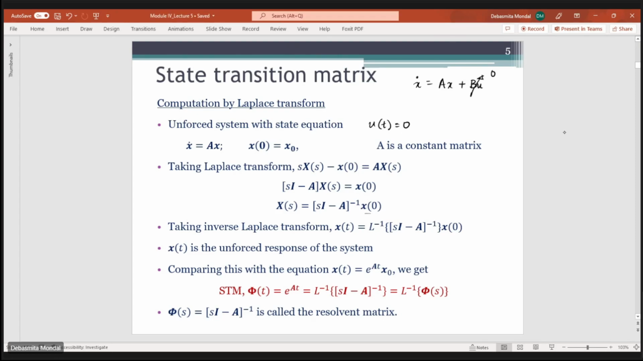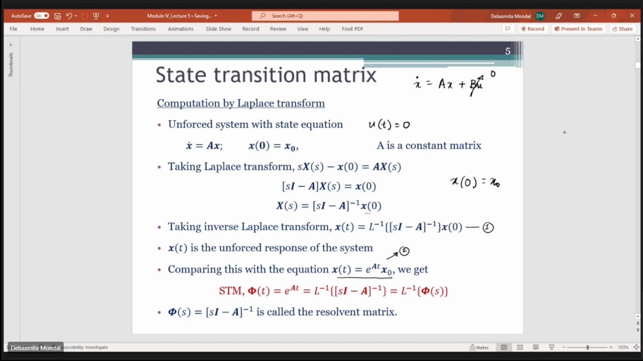And previously we had seen that for an unforced system, the solution for the state equation was expressed as x(t) equals e to the power At into x0, where x(0) is already given. So you can compare these two equations. Say this is equation number 1 and this whole thing is equation number 2. If you compare them, you can see that this Laplace inverse of (sI minus A) inverse is nothing but e to the power At.